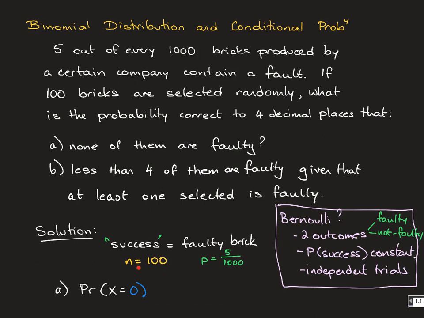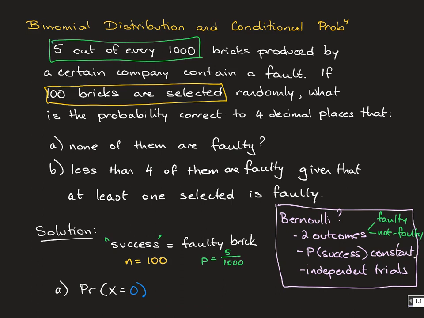All right, so we need an N and a P, and I've already done it here. The number of trials is 100 because we are selecting 100 bricks. And the probability of success is the probability of getting a faulty brick. Now we know that 5 out of 1,000 contain a fault. So that means that our probability of having a faulty brick is 5 out of 1,000.